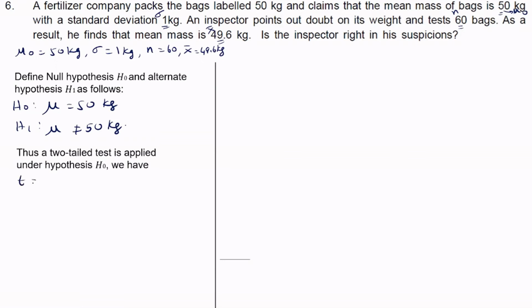We have t equal to x bar minus mu naught upon, if we see before studying the formula for the test statistic t, we had t is equal to sample mean minus population mean upon standard error. This standard error is nothing but sigma by root n. So it is x bar minus mu naught upon sigma by root n. Here since we have sigma, we can use this formula directly instead of having an estimate for the standard deviation. And also here the sample standard deviation is not given. So here we can use x bar minus mu naught upon sigma by root n.